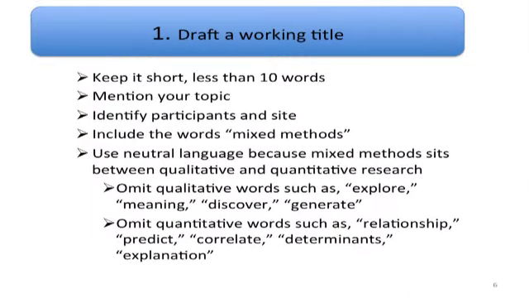I want you to keep it short, something less than 10 words. It needs to include the topic that you're studying. You need to identify the participants in the site. I would use the words mixed methods to denote what type of methodology you're using. And I'm going to have you pose it as a neutral title that's not tipping either in the quantitative or in the qualitative direction. So quantitative words might be predicting, correlating, relationship, determinants, explaining.